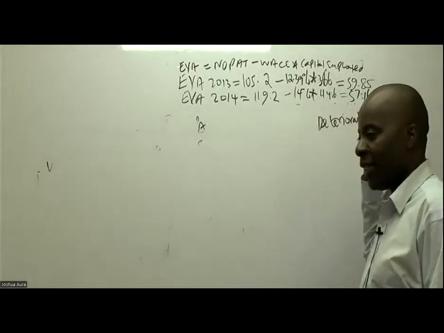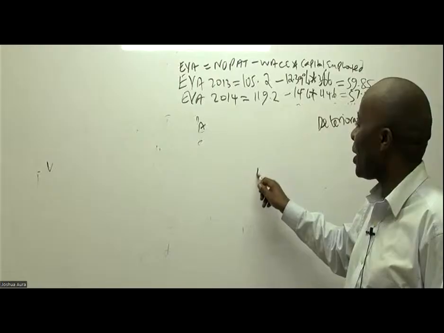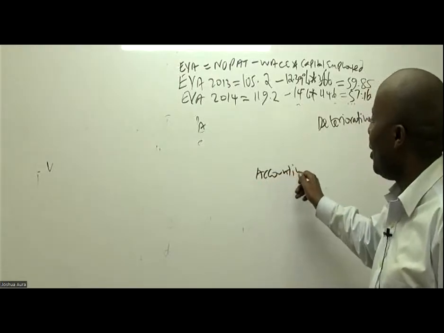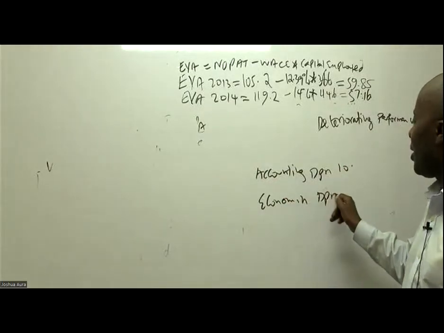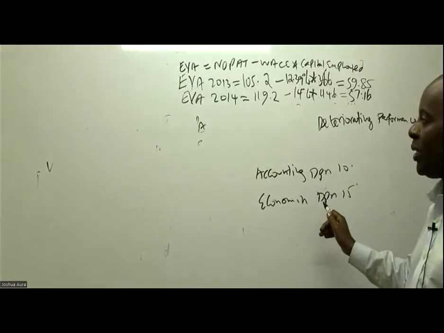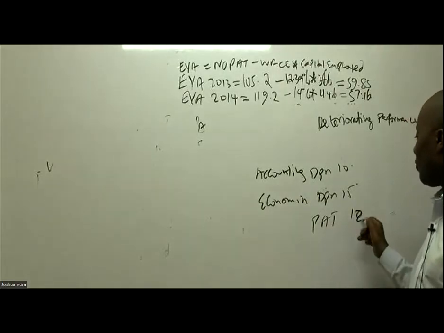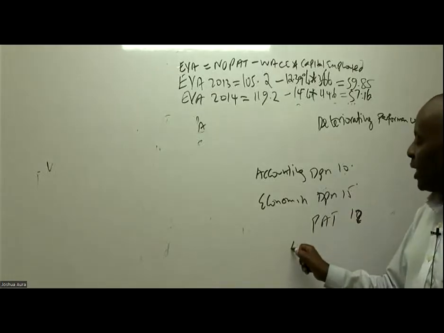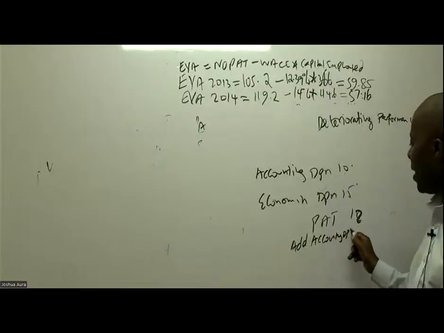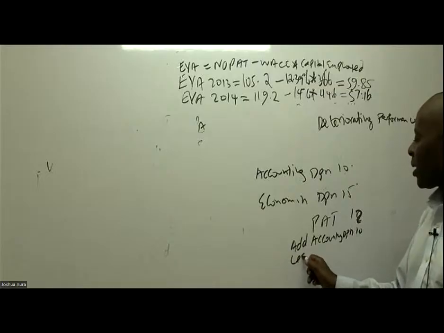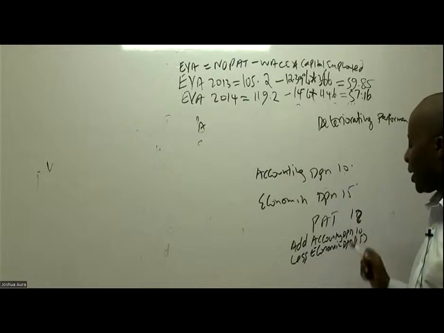So is that okay? There is somebody who was asking about economic depreciation. If, for example, they told us that accounting or book depreciation is 10, and economic depreciation is 15, then what I would have done, ladies and gentlemen, is come here and add back accounting depreciation, because it's the bad one, 10, and then you less economic depreciation, which is 15.